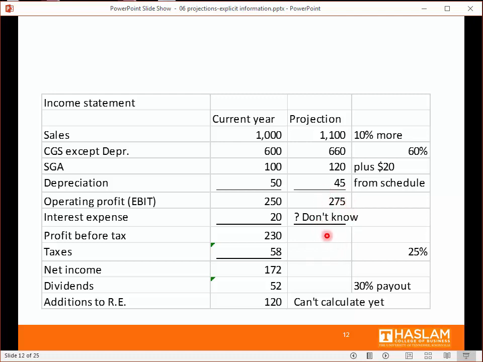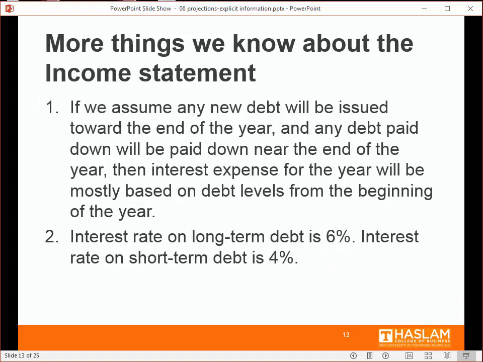We don't know what interest expense will be. We can't calculate profit before taxes or net income or dividends. Nothing below EBIT is calculable at this point. Now, we also know on the income statement and the balance sheet that any new debt that's going to be issued will be issued towards the end of the year.